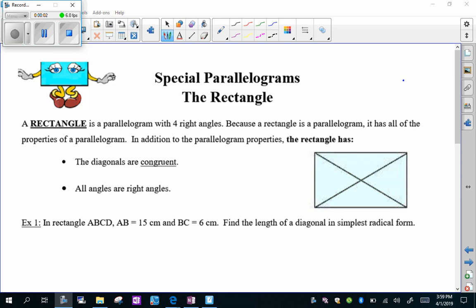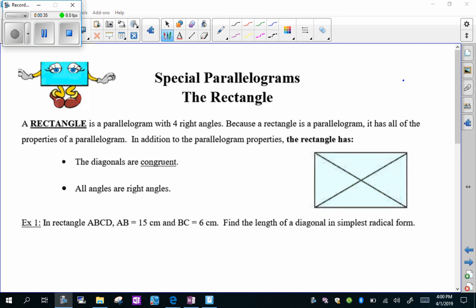All right, so today we're going to talk about some special parallelograms. The one special parallelogram that we're going to talk about is the rectangle. I know from your past you know what a rectangle is, but it's a parallelogram with four right angles, so four 90-degree angles. And because a rectangle is a parallelogram, it has all the properties of a parallelogram, meaning that the opposite sides are congruent, meaning that the consecutive angles equal 180 degrees. Well, that makes sense since each angle is 90 degrees.